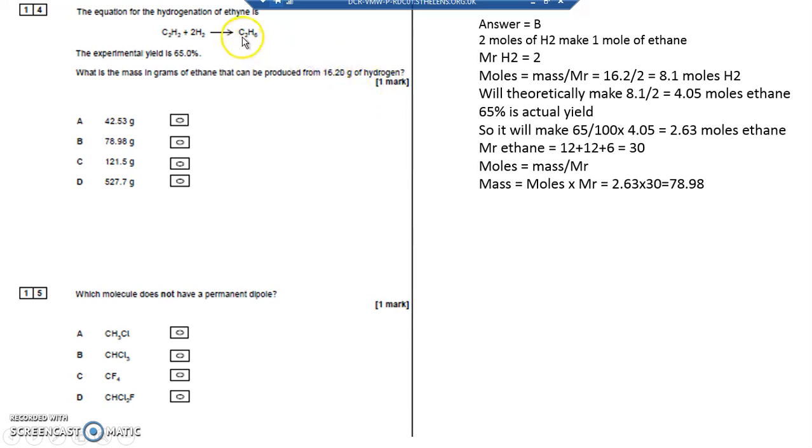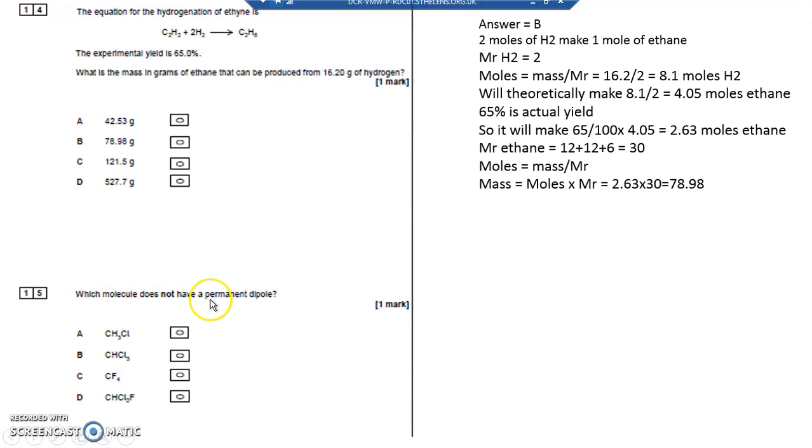I know its MR, 2 multiplied by 12 for the carbons, and 6 multiplied by 1 for the hydrogens is 30, and so moles equals mass divided by MR, so mass equals moles multiplied by MR, 2.63 multiplied by 30, 78.98 grams. 78.98 grams is B. The other way of doing it is that you could have actually worked out 4.05, converted that moles into grams, by multiplying 4.05 by 30 and then doing 65% of that would have come out with the same answer.